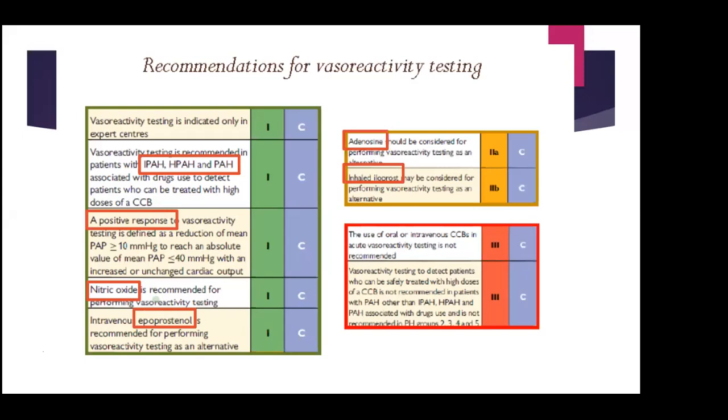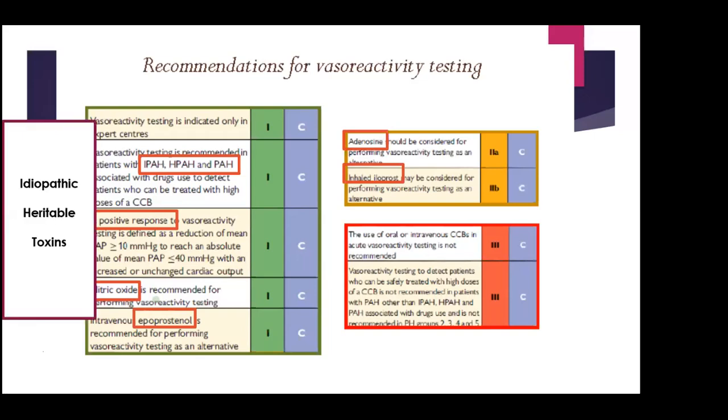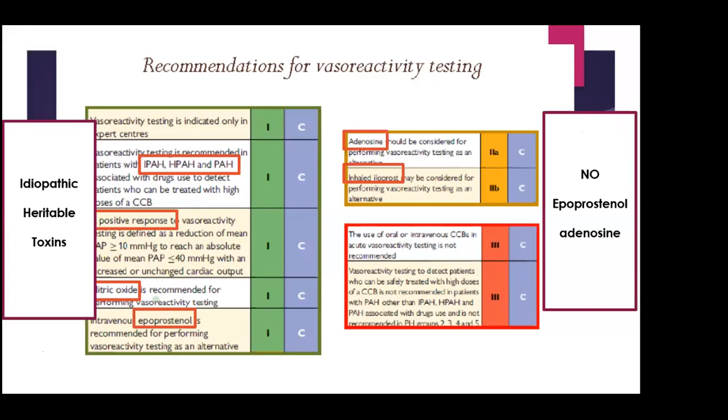cases with idiopathic pulmonary arterial hypertension, heritable pulmonary arterial hypertension, and pulmonary arterial hypertension secondary to drugs, such as anorexigenic drugs. These patients can be vasoreactive and can respond to the calcium channel blocker. So these are the three causes for which we should do a vasoreactivity test. The drug that we will use is nitric oxide, epoprostenol, or adenosine.